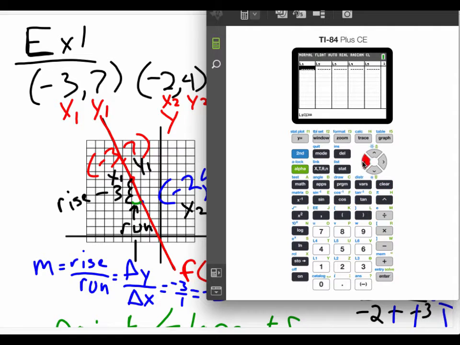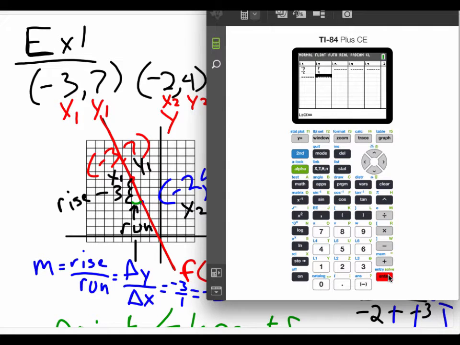So now I'm just going to simply plug in my x's. My first x was -3. -2 is my second x. Right? X sub 1 and x sub 2. Use my cursor, go over to the other side. Y sub 1 was 7. Y sub 2 was 4. Okay.